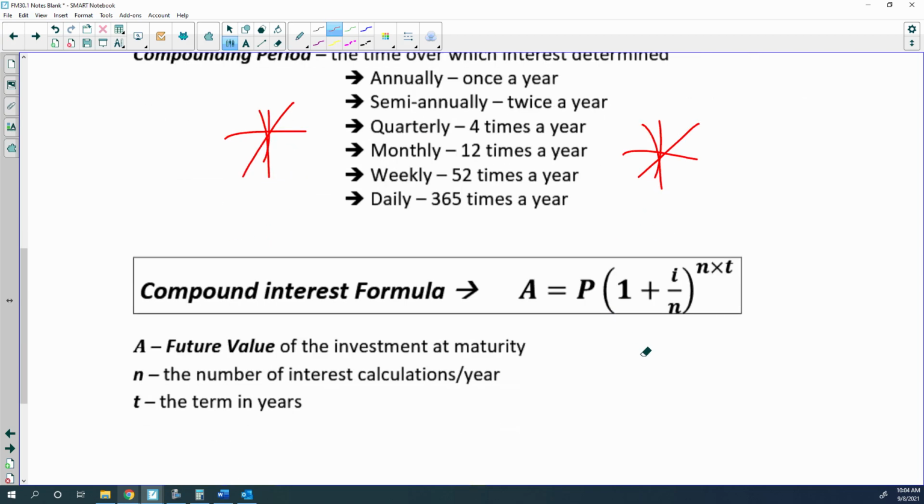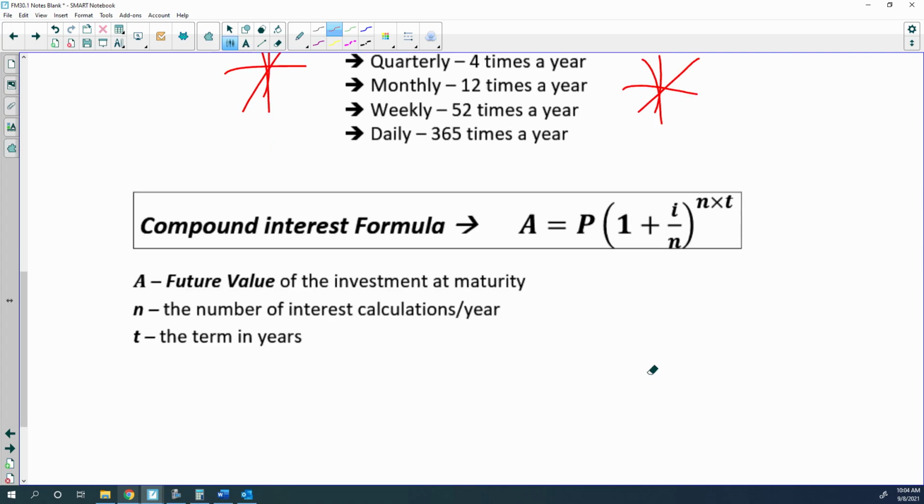So the formula that we're going to use with this is A equals P times (1 plus I over N), all raised to N times T. And for this, if it's monthly, we're not going to actually do 12 different calculations. We're just going to use this one formula, and it will give us the end result. So A is our future value, and that's the investment at maturity. N is the number of interest calculations per year. So say it's quarterly, it's 4. And T is the term in years. And the thing that I forgot to include is I is equal to our interest rate.